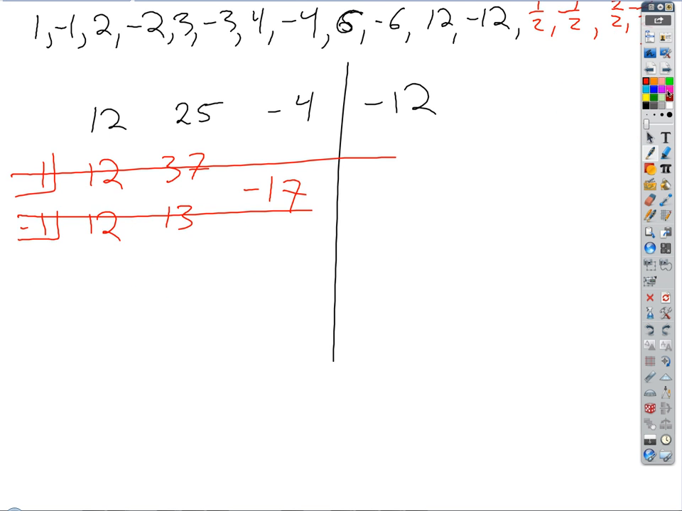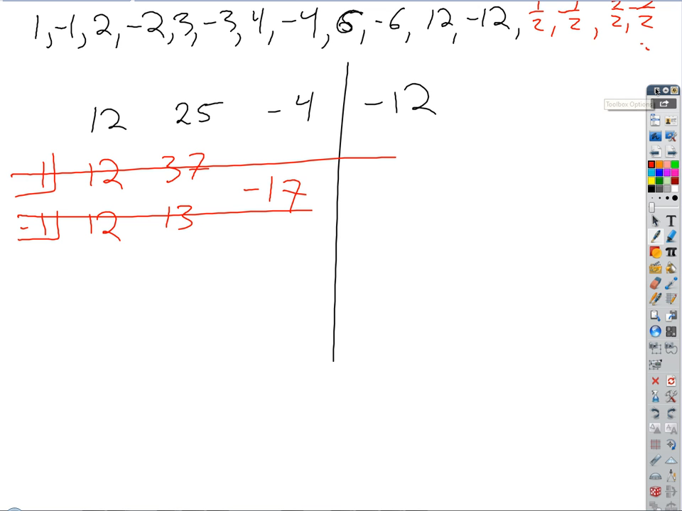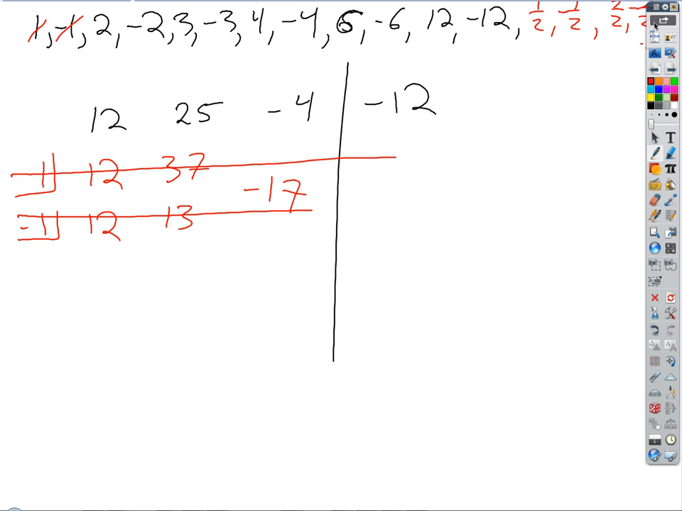Maybe I'll change color so we can see the rows better. So next one we'll try, so we canceled those guys off, right? Now we'll try a 2. So I bring down the 12. 12 times 2 is 24. 24 plus 25, that's way too big. It's not going to work, right? Nothing's going to happen there that's going to be good. Just going to get big numbers. So we'll try a -2.